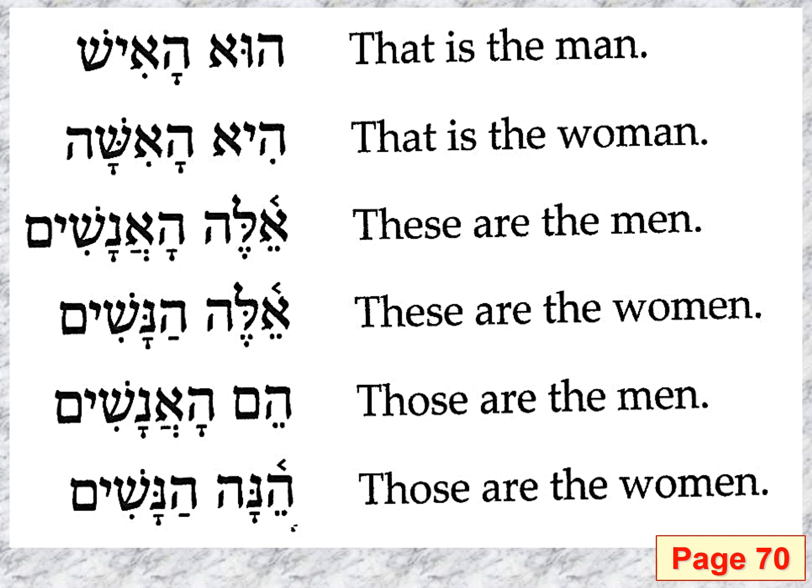And then we have the near demonstrative plurals, elleh ha'anashim. These are the men. Elleh is the masculine plural, right? Near demonstrative, no definite article, but the masculine plural agrees with the masculine plural of the noun, but the noun is definite. It's the same with saying these are the women.